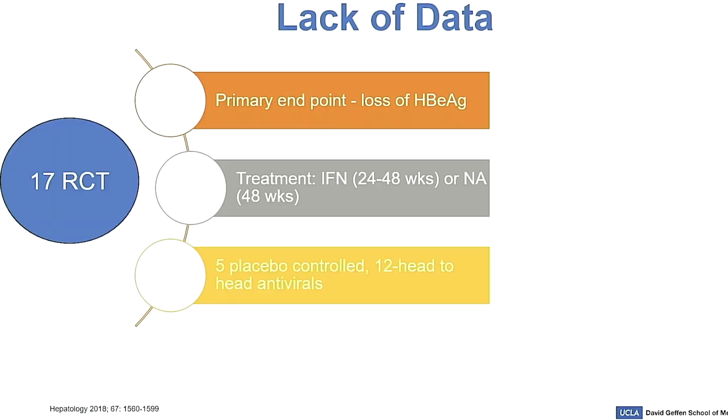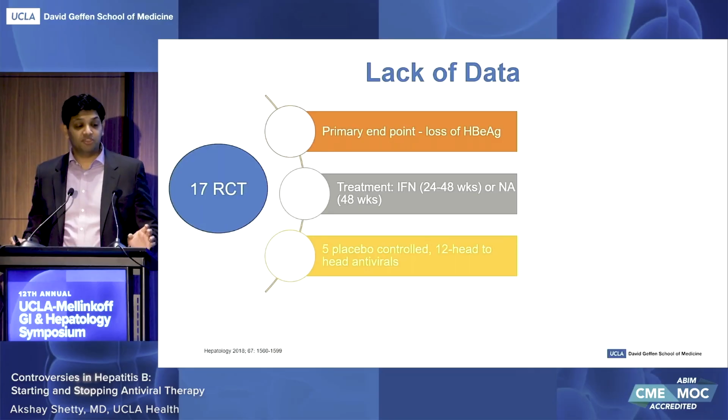Okay. And then the next thing to consider is, the 7 randomized control trials currently reviewed by the AASLD, looking specifically for data on whether immune tolerant patients should be treated. So the primary endpoint for these studies was loss of Hep B E antigen, and the treatment options available were either interferon for a fixed duration of 48 weeks or nukes for a fixed duration of 48 weeks. Okay, 5 of the studies were placebo-controlled, while 12 were head-to-head.